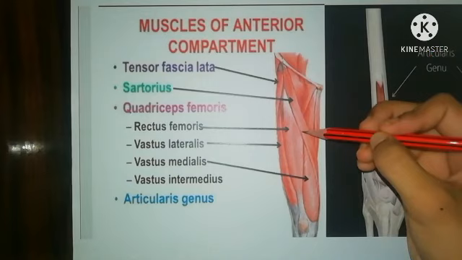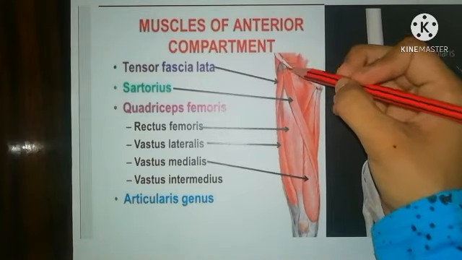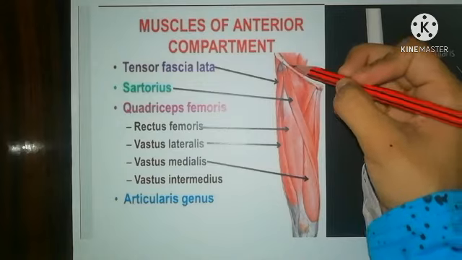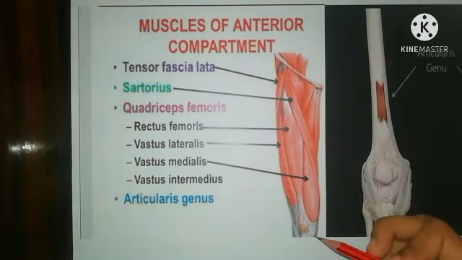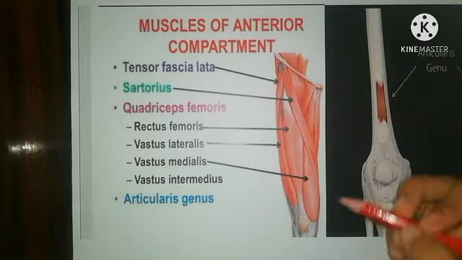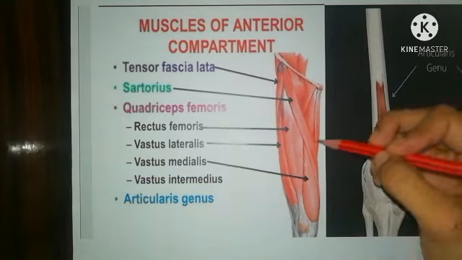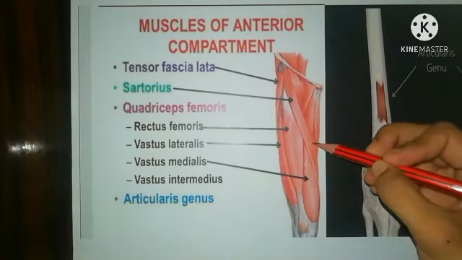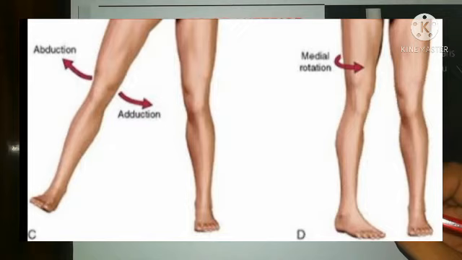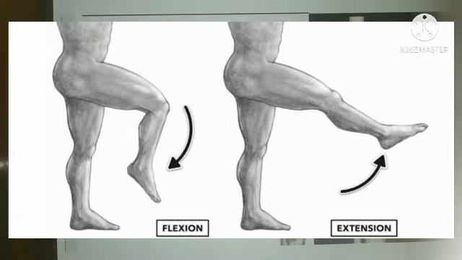This is the Sartorius muscle. The origin of the Sartorius muscle is from the anterior superior iliac spine. Insertion is in the upper part of the medial surface of the shaft of the tibia. The nerve supply of all the muscles of the anterior compartment of thigh is the femoral nerve. The action of the Sartorius muscle is abduction and lateral rotation of the thigh, and flexion of the leg at the knee joint.